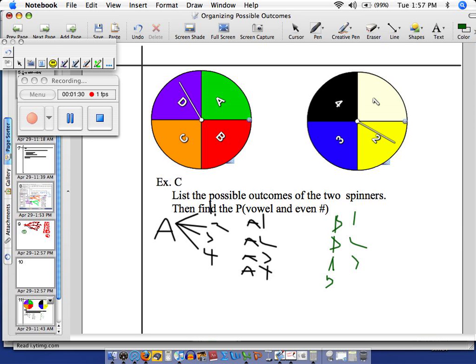Yeah, I told you that the smart board's going to get dumb. So B1, B2, B3, B4. Oh, B4. It's like texting.